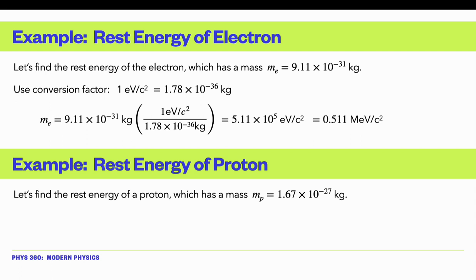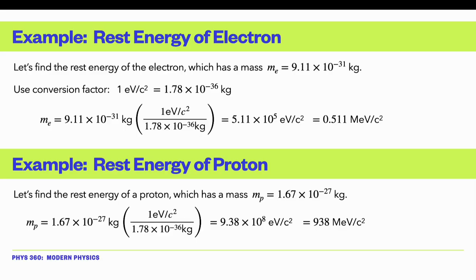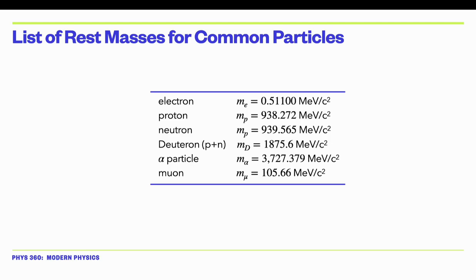You can do the same thing with a proton, 1.67 times 10 to the negative 27th kilograms, multiply it by the conversion factor, and you find that it turns out to be 938 MeV per c squared, so almost a giga electron volt. Here's a table showing some other particles. There's the proton, the electron, and the neutron. The alpha particle is a helium nucleus. The muon is a cousin to the electron, quite a bit heavier. And the deuteron is like the nucleus of deuterium, so a proton and a neutron in the nucleus. We're going to come back and look at some of these numbers in a little bit more detail later in the class.